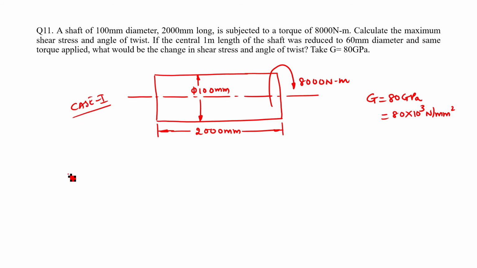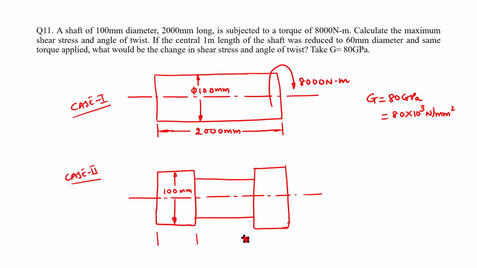and there is another case given to me. Now since this portion is 1 meter, that is 1000 mm, what remains is 1000 mm, which will be divided equally here as 500 mm and 500 mm. The diameter here will also be 100 mm. The central portion diameter is given to me as 60 mm.